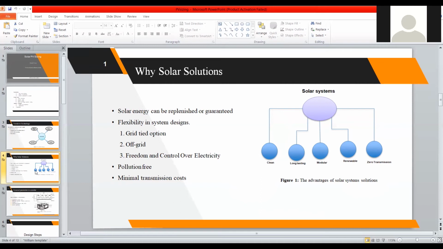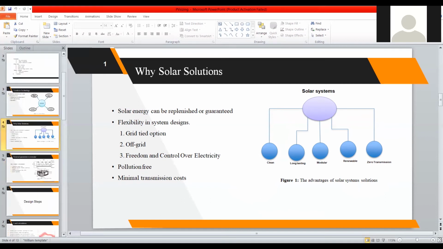Then it actually gives you almost zero transmission cost because the generating point is almost the same as where you actually want the electricity to be. It's pollution free. So that's some of the advantages why we want to go for solar solutions.